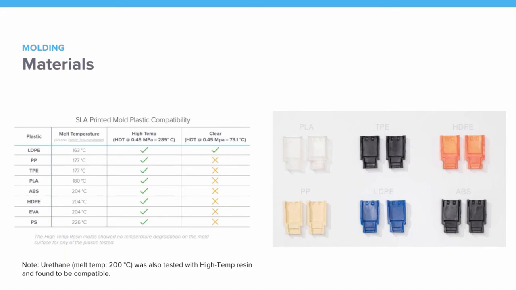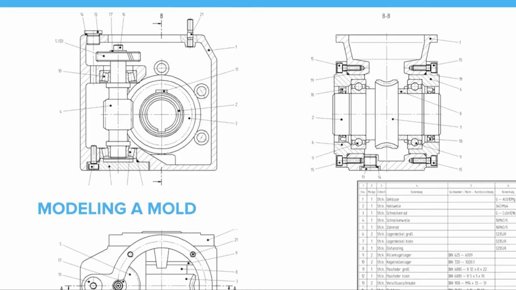One thing that's not on here is urethane. We got that tested by one of our partners, and that also worked pretty well. So it's a good example of all the material variety that you can get out of these 3D printed molds. All right, so I'm going to jump into modeling a mold now.